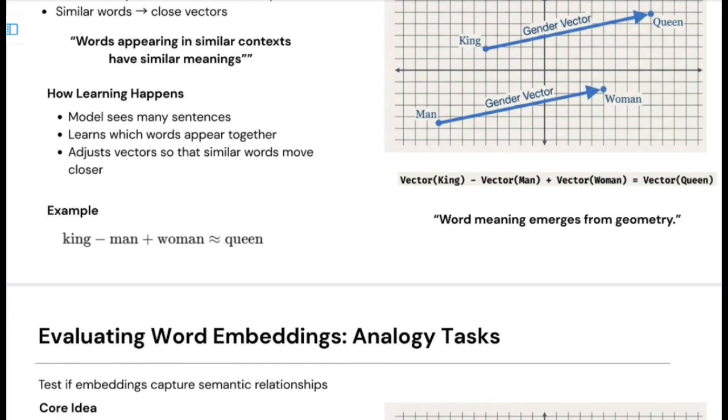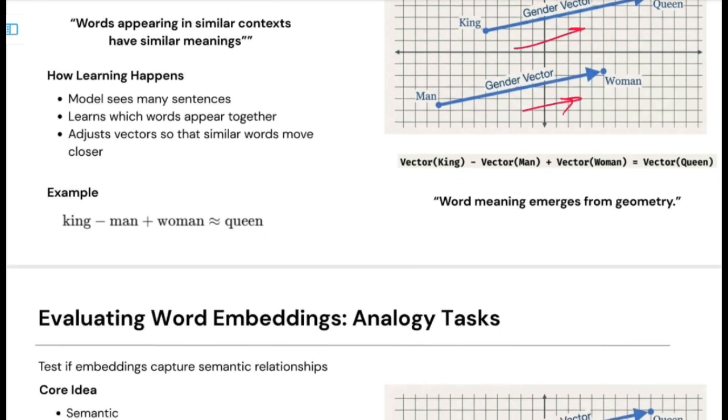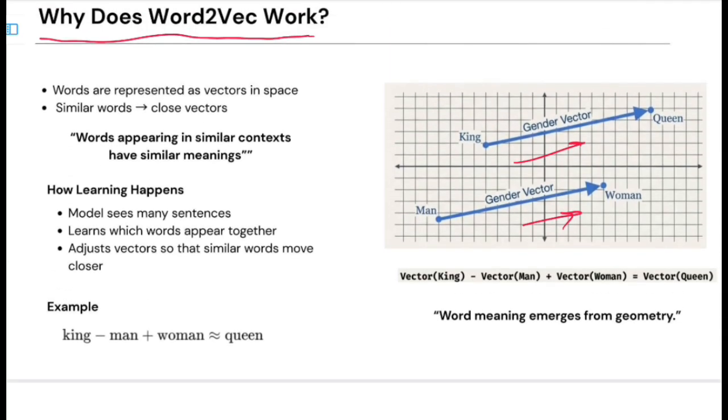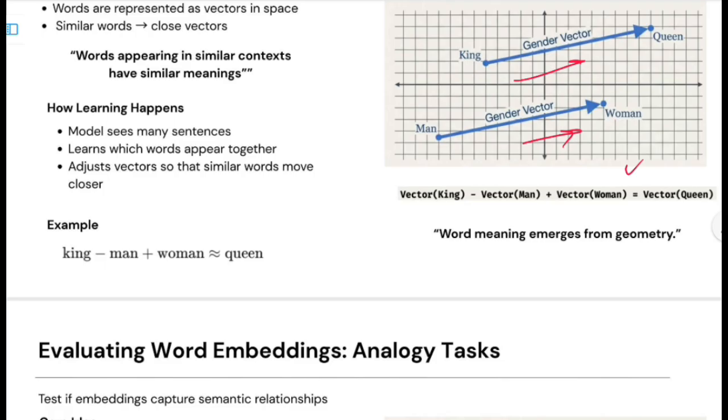Words that appear in similar contexts end up close together. And more interestingly, relationships between words become consistent in directional space. So what we get is not just similarity, we get a structured geometric space of meanings. And this is the core reason word2vec works: language has statistical structure, and the model converts that into a geometry. So word meaning emerges from this geometry.